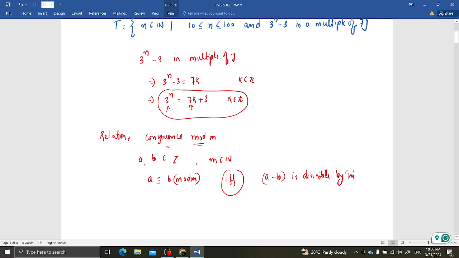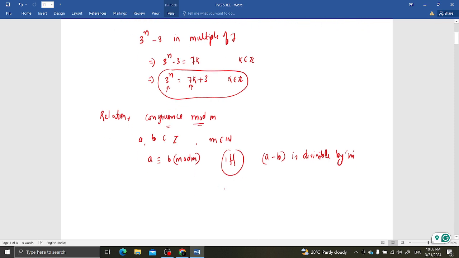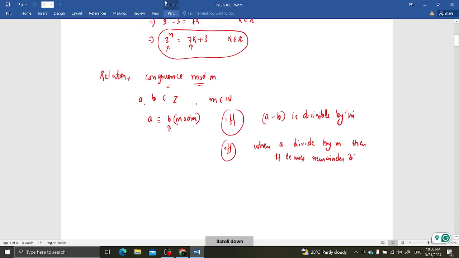Or we can say, if and only if when A is divided by m, then it leaves remainder b. What it gives? It leaves remainder b. So it means that this is our remainder term. What we have? This is our remainder term. How? I'll give you an example.